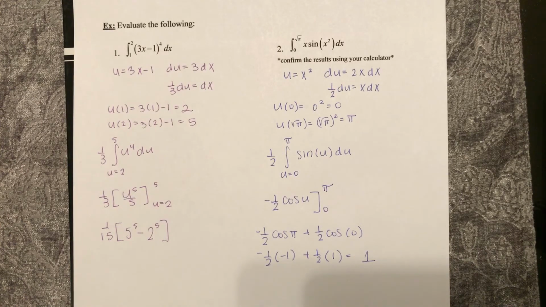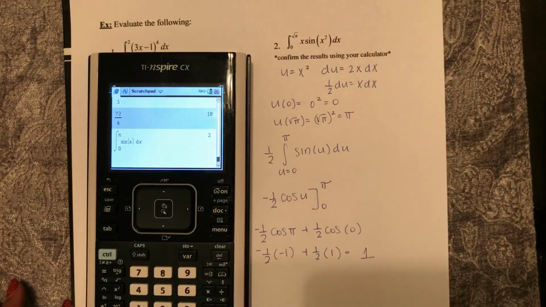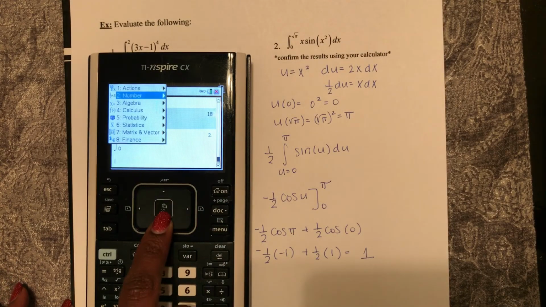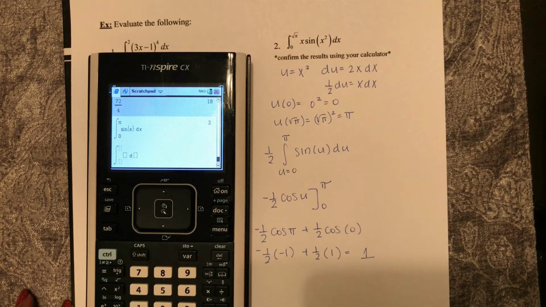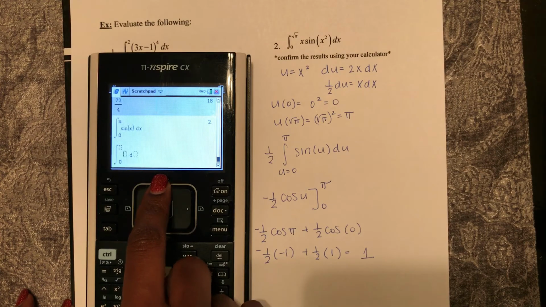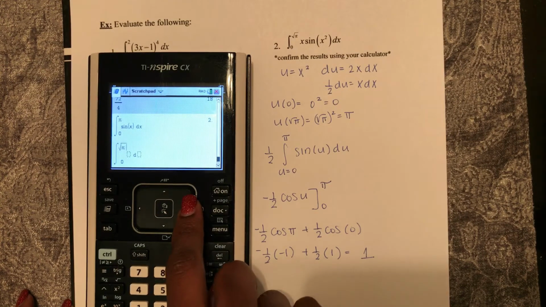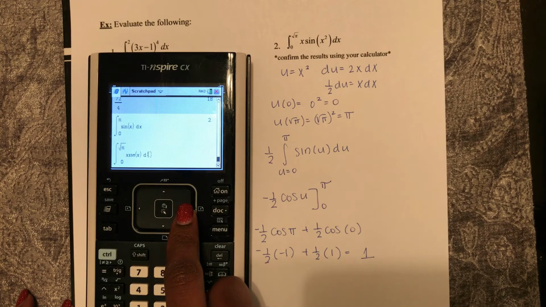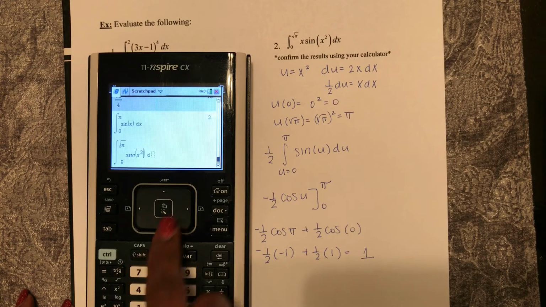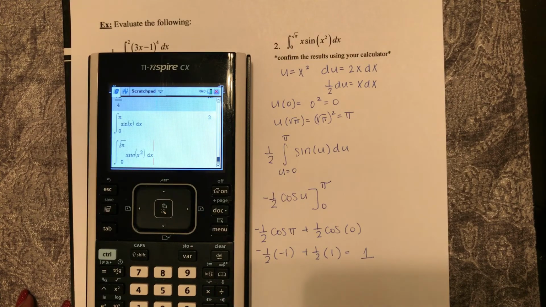So we want to check our answers using our graphing calculator. So once again, click menu, go down to number 4 to hit calculus. We want to do a numerical integral. We went from 0 to square root pi of x sine x, not sine x, sine x squared dx. So I set up my original problem. Let's see if we're right.